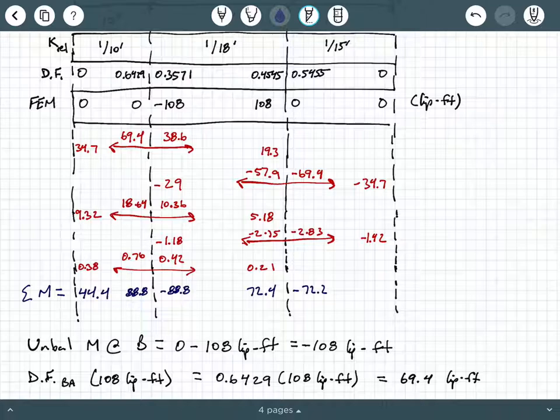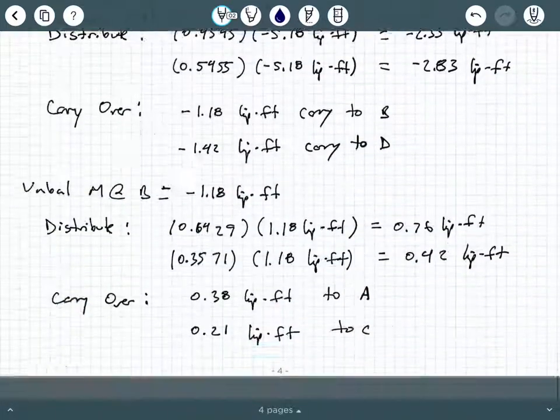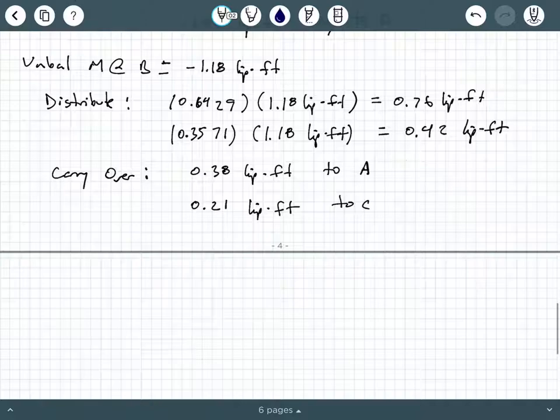And what is that imbalance? Well, that's just this value right here, really. And then finally at support D, I've got negative 34.7 minus 1.42. So that gets me a value of negative 36.1. And all of these values have units of kip feet. These are moments.